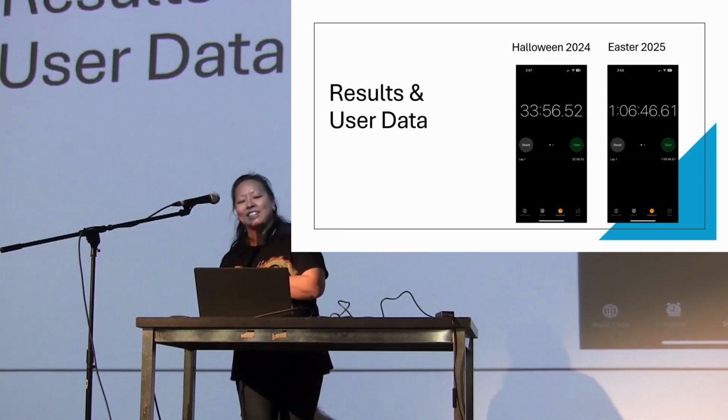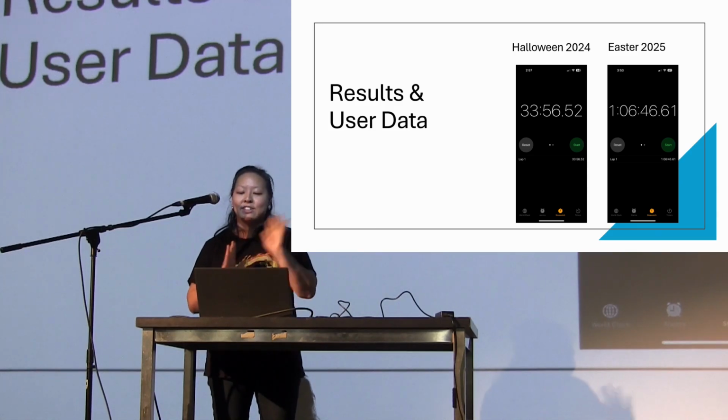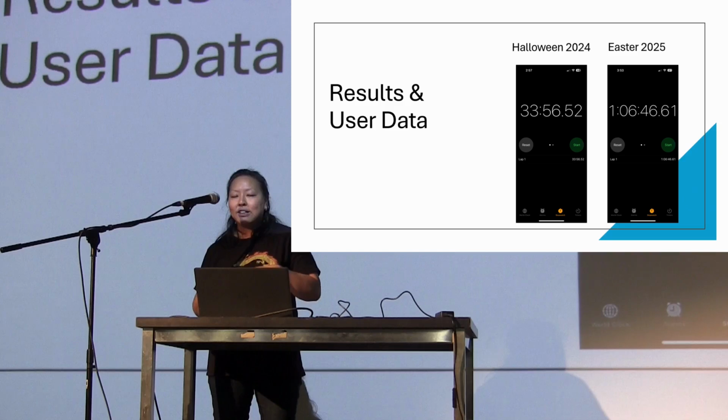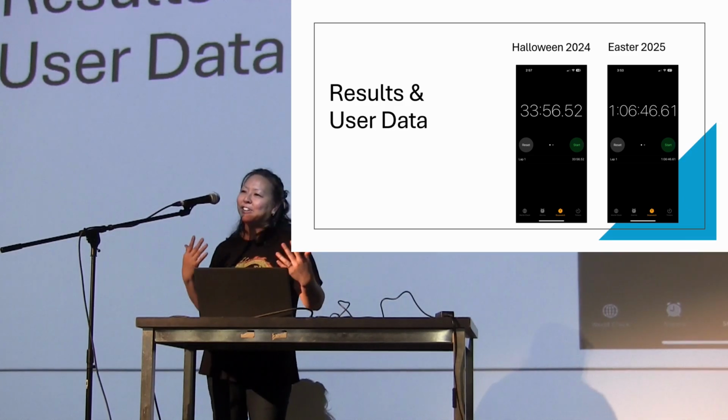So Halloween's scavenger hunt was 33 minutes and 56 seconds for 36 clues. Easter was an hour and 6 minutes for 46 clues.